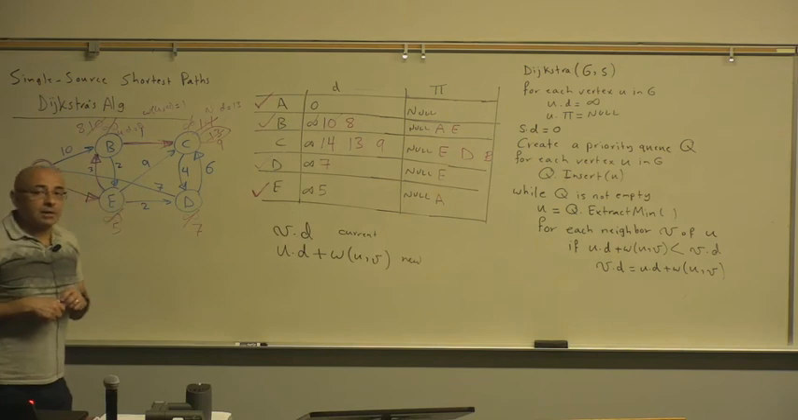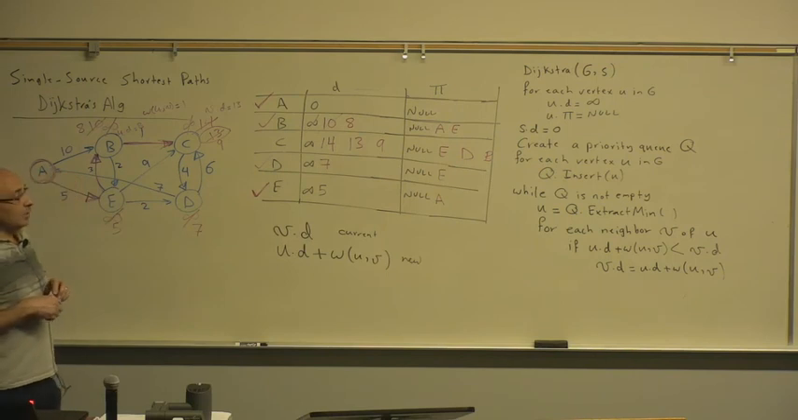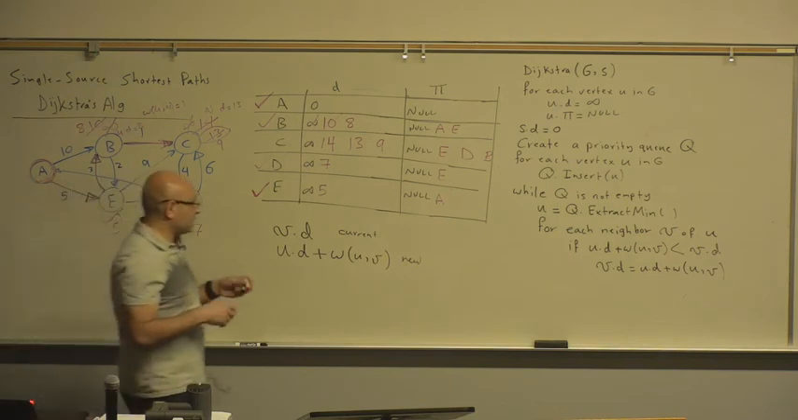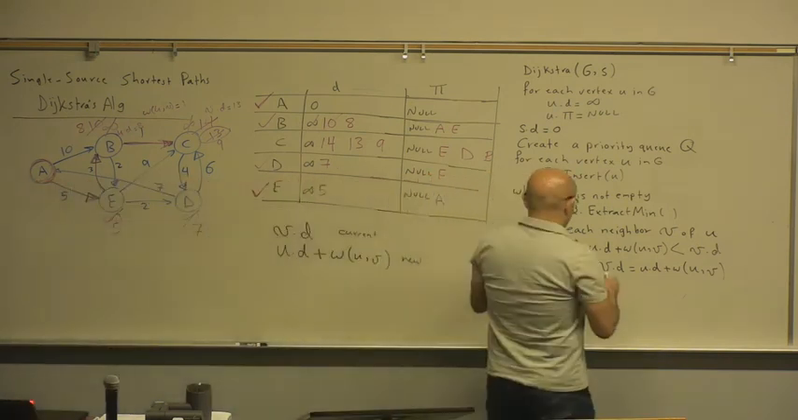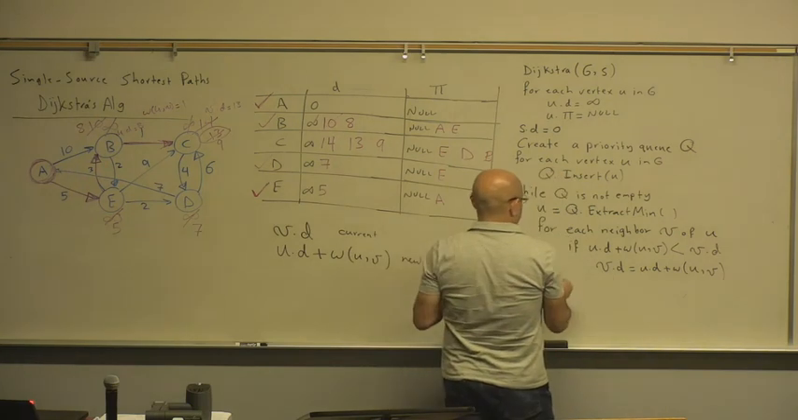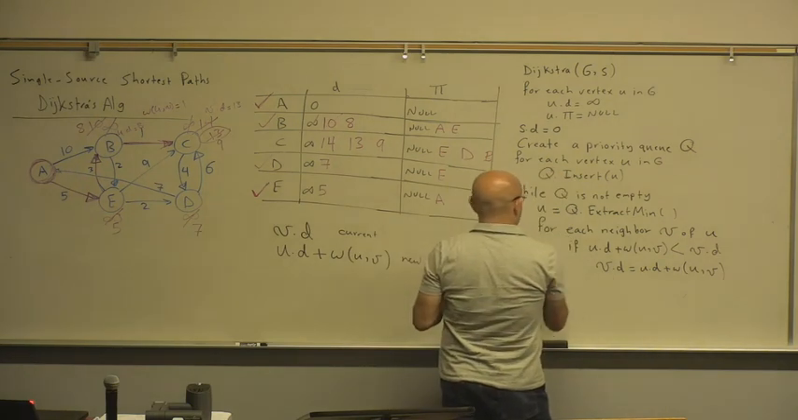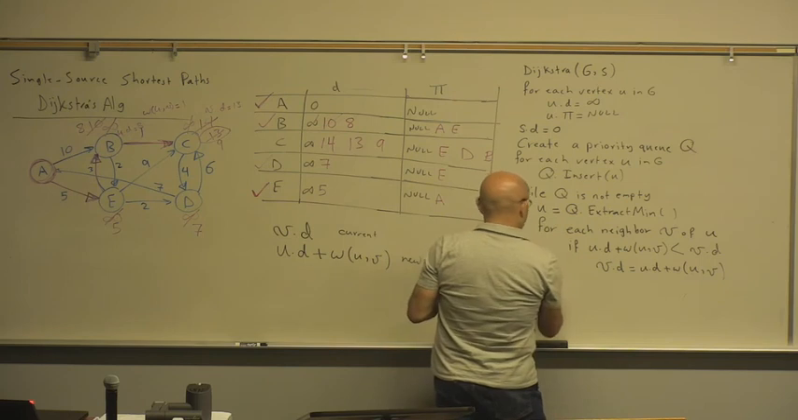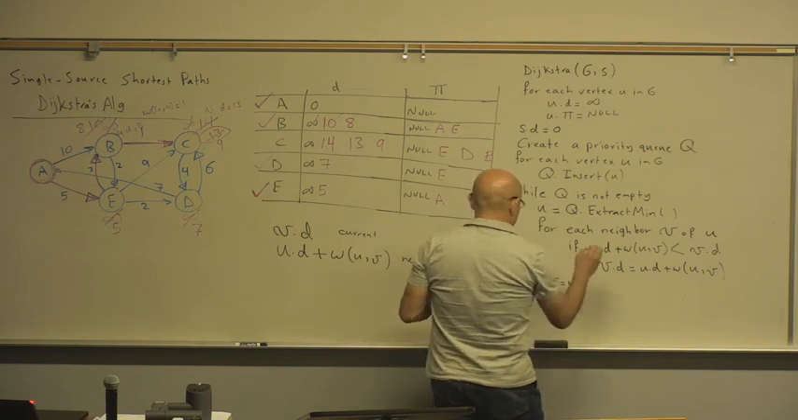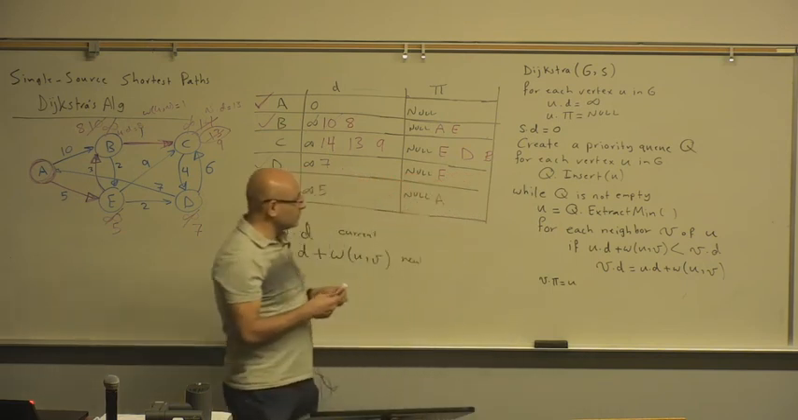We need to update the parent as well. We need to update the parent? No, because, oh, you mean the pi. Okay, yes. So v.pi. Yeah, so then in this case we can say v.pi equals u.